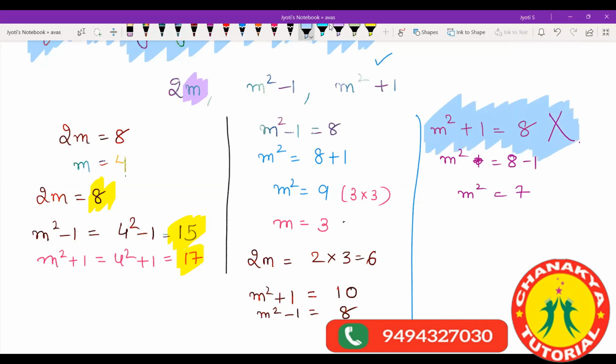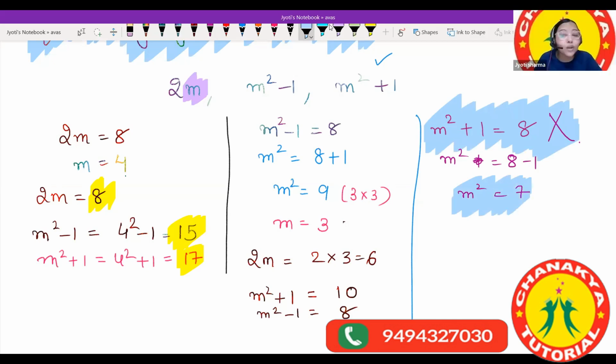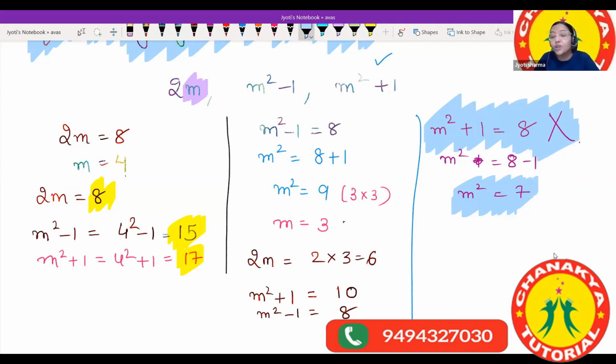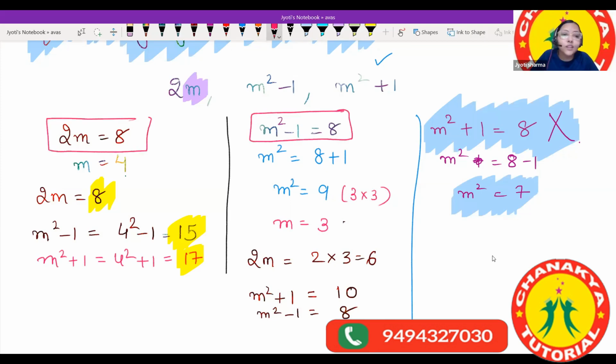Yes, ma'am, here we got stuck. We were not able to find the value of m. Here, the value of m will not be a real number. There is no perfect square, so you will not be getting a natural number. So from this, your answer is not possible. There are two ways to find. Either you can equate 2m is equal to 8, or you can do m square minus 1 is equal to 8. You can do any one of them.